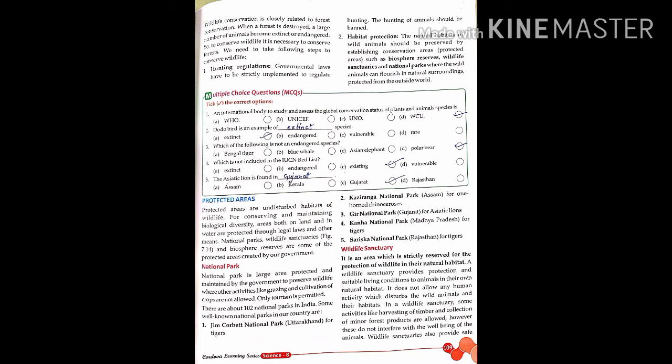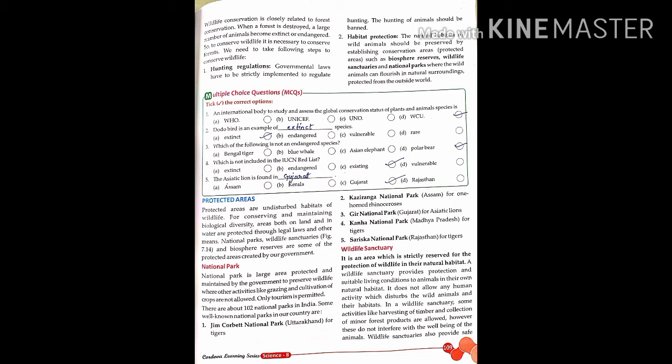Now multiple choice questions of page number 109. Let's start. An international body to study and assess the global conservation status of plants and animal species is called IUCN. Okay, second one, dodo bird is an example of extinct species, they are not present on the earth, they have already become extinct. Which of the following is not an endangered species? Polar bear is not an endangered species.